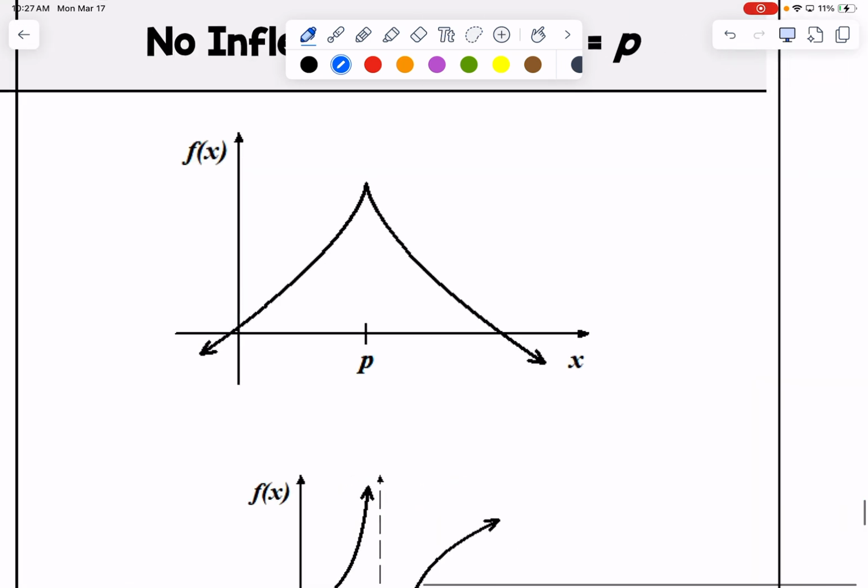Can you get a POI at a cusp? Can it change concavity at a cusp? Yes, it could. Does it on this one? No, this one doesn't. So this is not a POI, because concavity does not change.